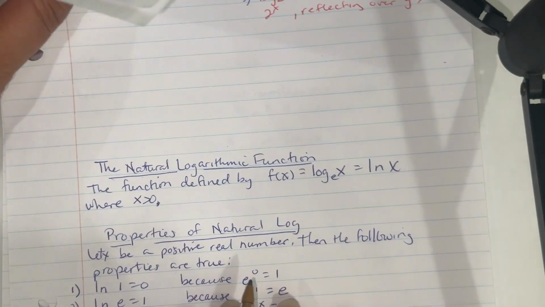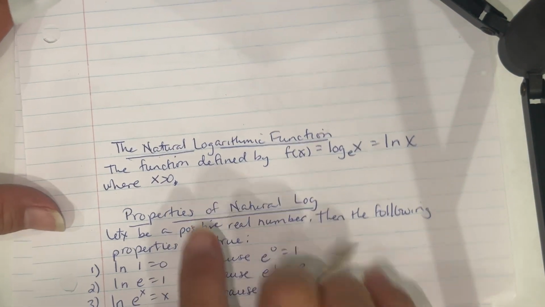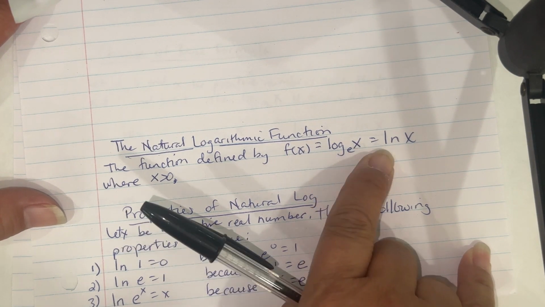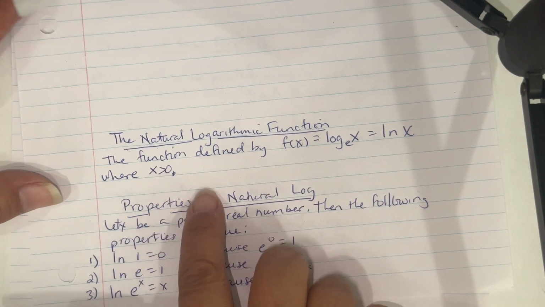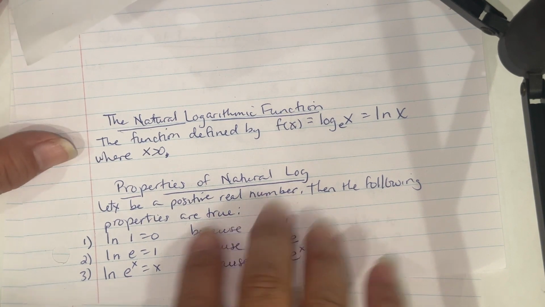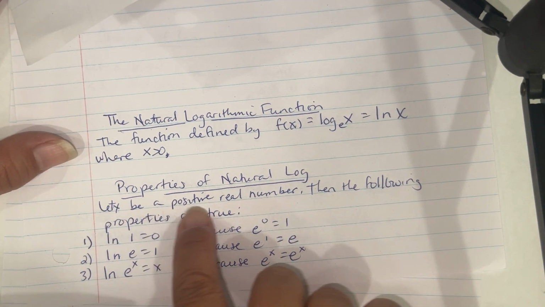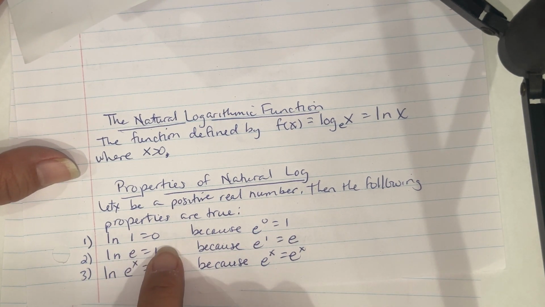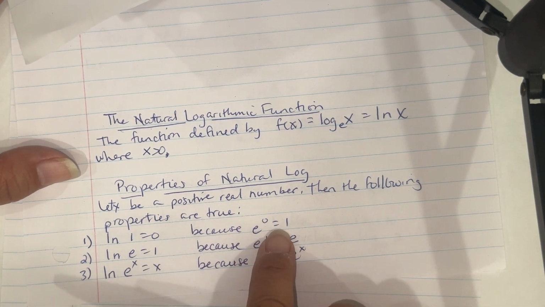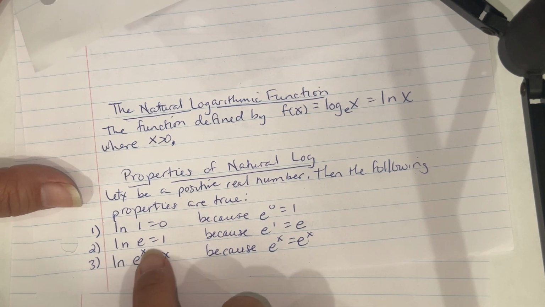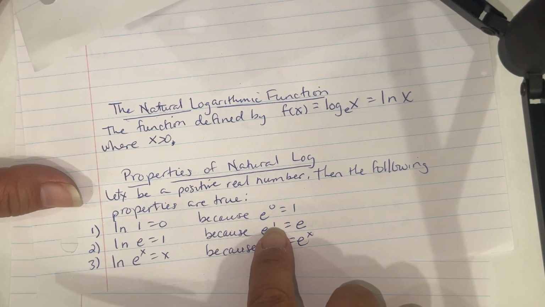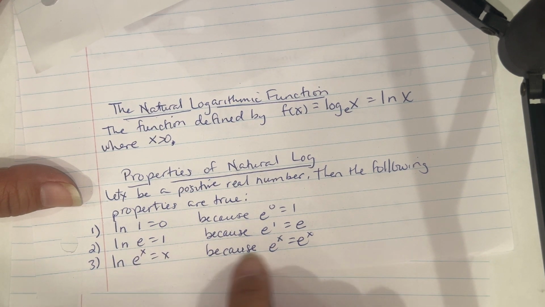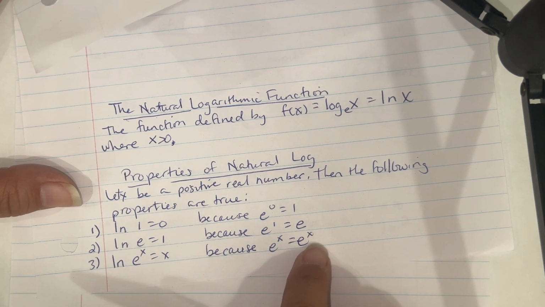The natural log function says that the function defined by f of x equals log base e of x is known as ln of x, where x is greater than 0. Some properties of the natural log state that, let x be a positive real number, then the following properties are going to be true. ln of 1 is equal to 0 because e to the 0 power equals 1. ln of e equals 1 because e to the first power is e. ln of e to the x is equal to x because e to the x equals e to the x.